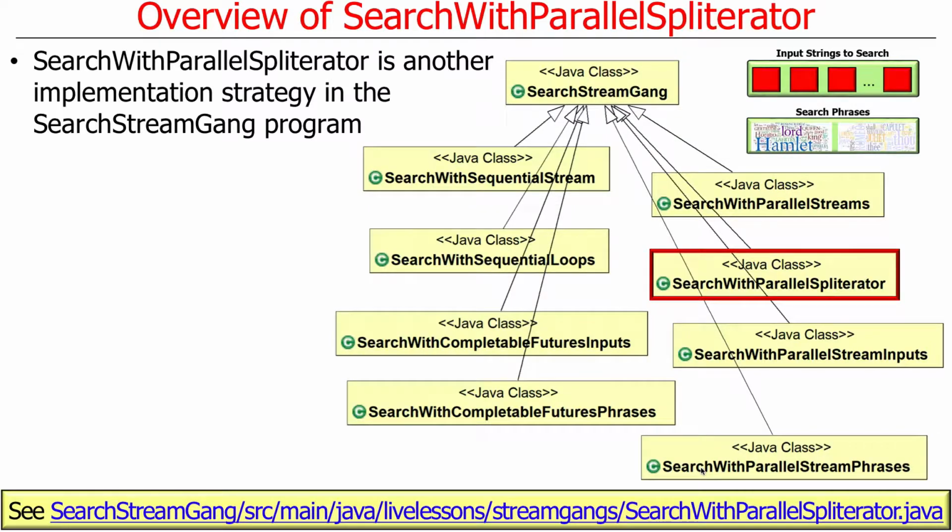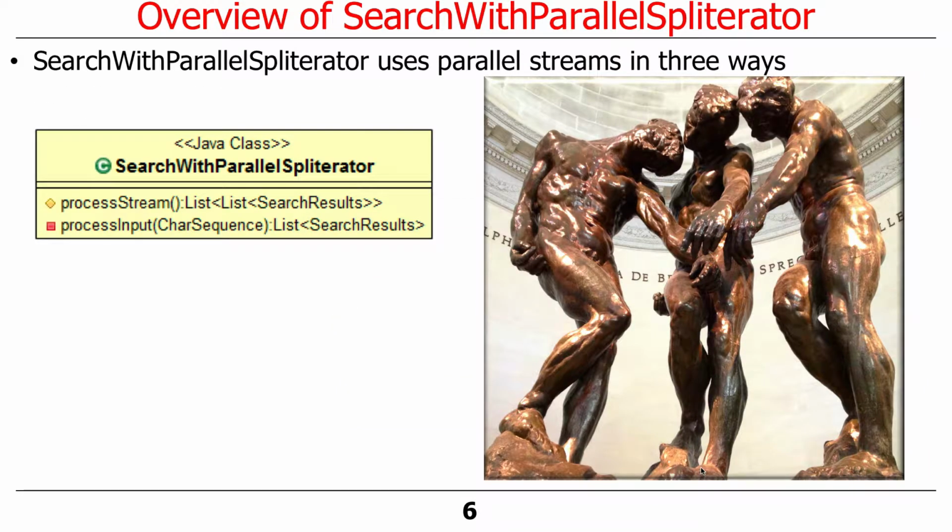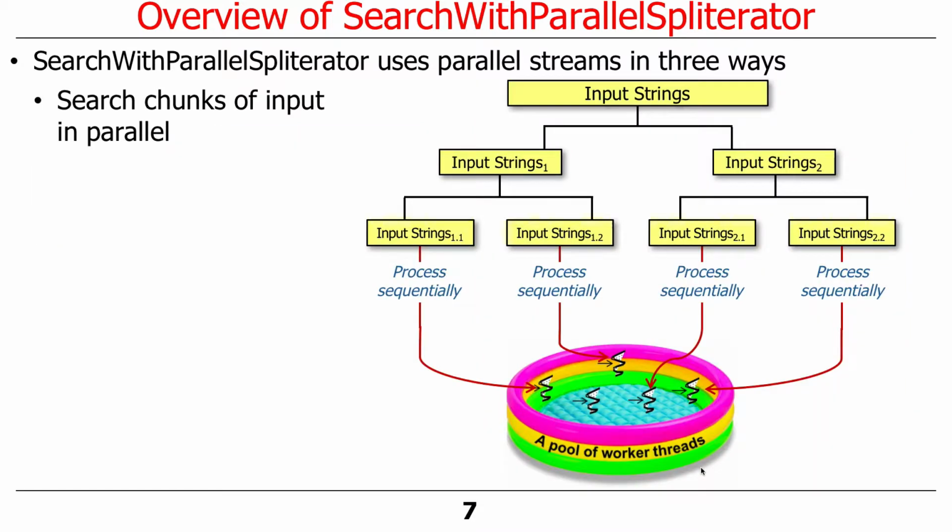So what's the ParallelSpliterator? Well, we have a new search implementation called SearchWithParallelSpliterator. That's yet another implementation strategy that we use, and you can go and see the implementation here. I'll show you the key parts in a second. As you can see, we have about 8 to 10 different implementations. This is the one that we're about to talk about. It uses parallel streams in 3 ways. The previous approach we saw used them in 2 ways. This is going to use them in 3 ways.